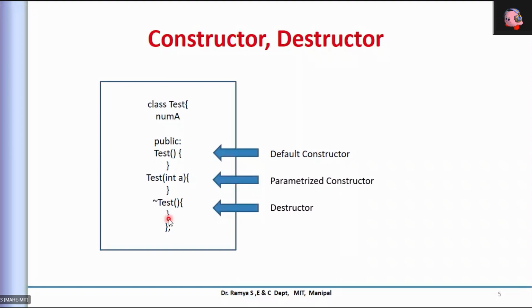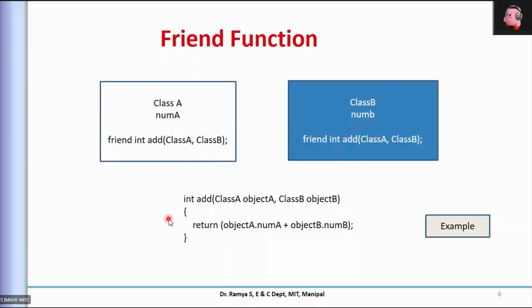Now with this concept we have seen some more understanding with the friend function. A friend function is something you have to declare within a class, with the keyword friend. Mainly it is useful when I wanted to work with multiple classes.